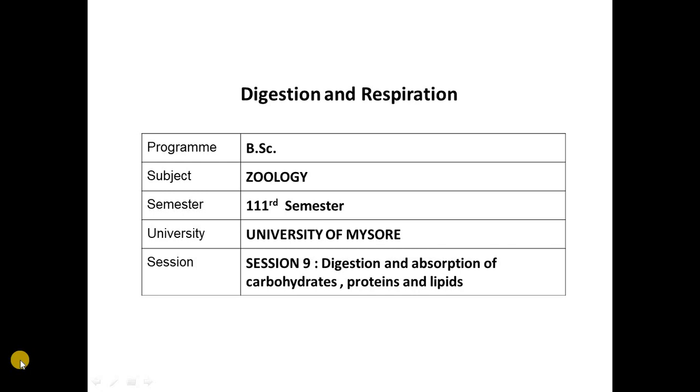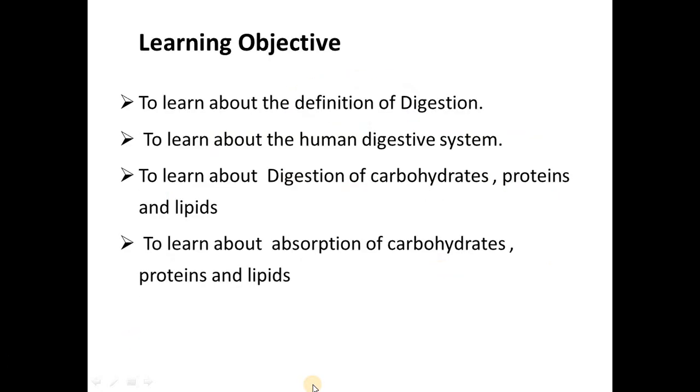We'll learn about digestion and absorption of carbohydrates, proteins and lipids. So here the learning objective is to learn about the definition of digestion, to learn about the human digestive system, to learn about the digestion of carbohydrates, proteins and lipids, and also the students will learn about the absorption of carbohydrates, proteins and lipids.